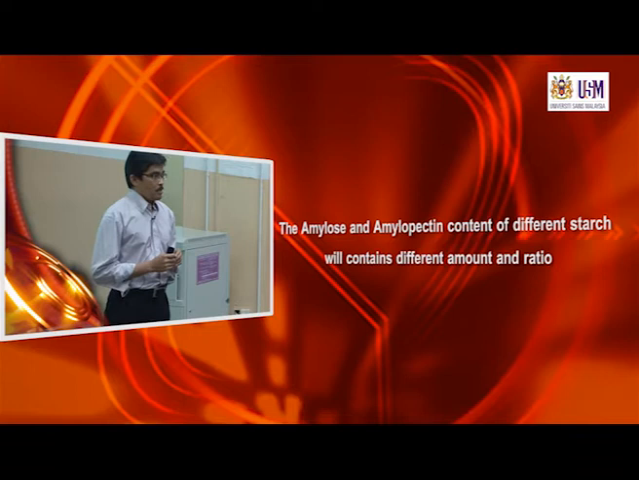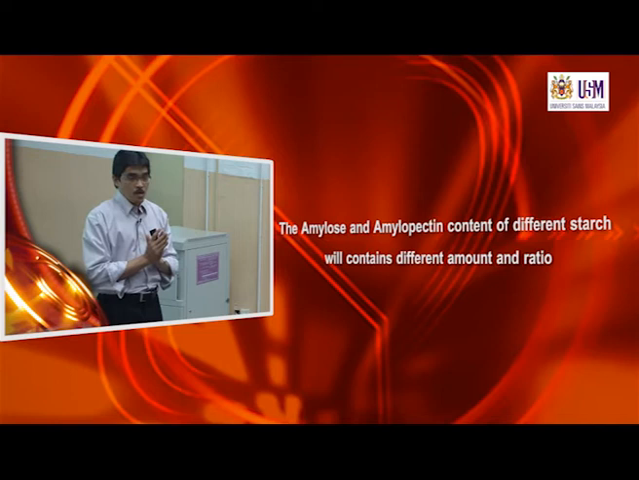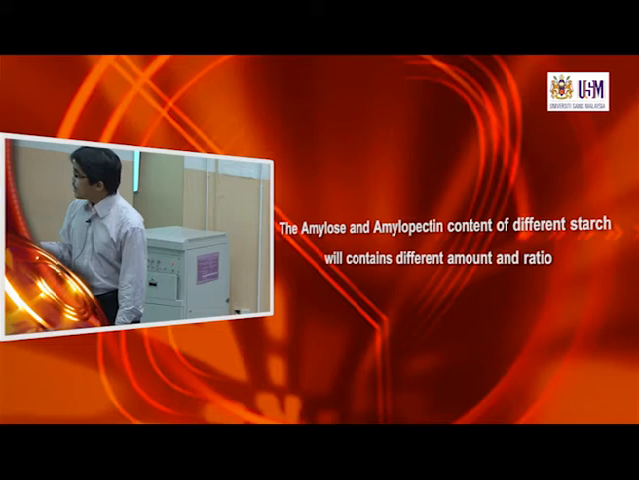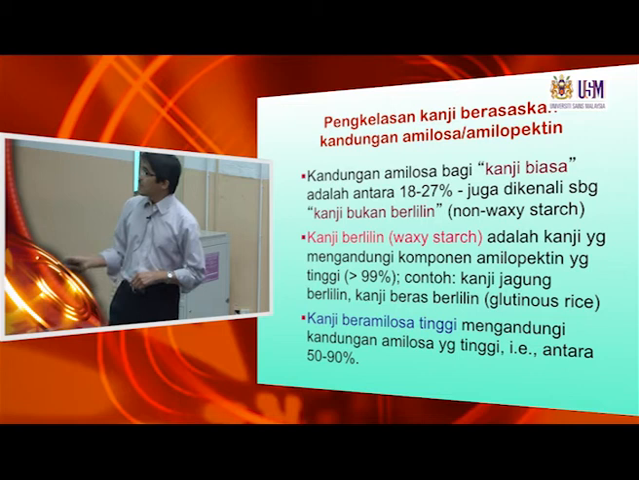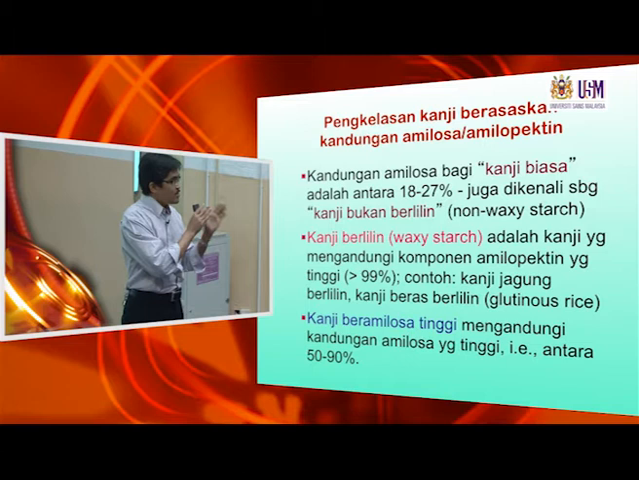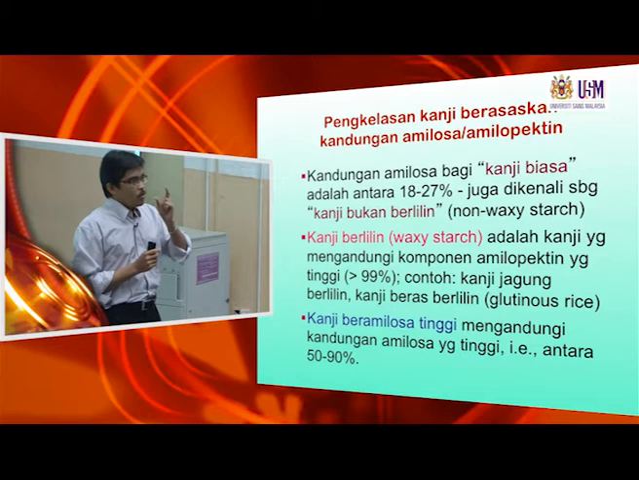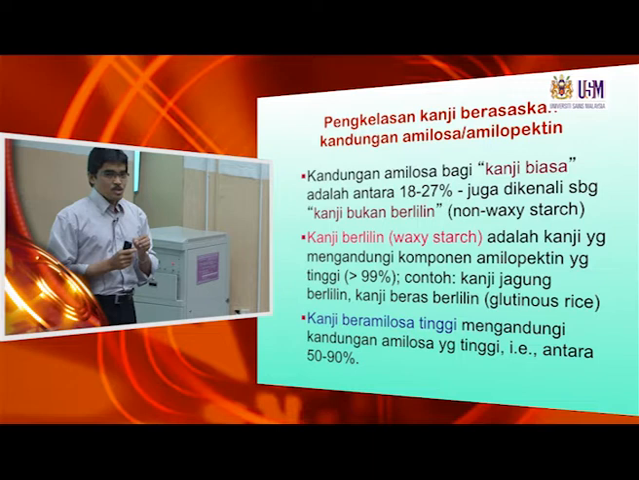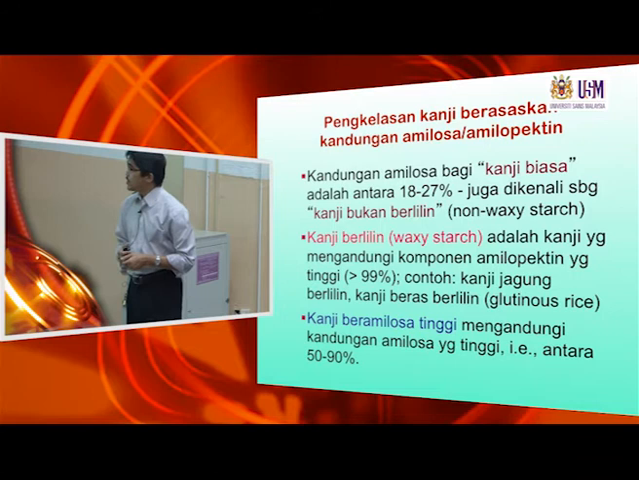Okay? So remember, amylose and amylopectin in a native granule are always together. Different starch would contain different amounts, different ratios of amylose and amylopectin. On average, normal starch, kanji biasa, contains around 18 to 27 or maybe 30% or maybe as much as 33-34% amylose. So between this range, 18 to 28 or even 33%, 34%, we call normal starch. So what is normal starch? It contains around that much amylose, 18 to 27, or let's make it 30.